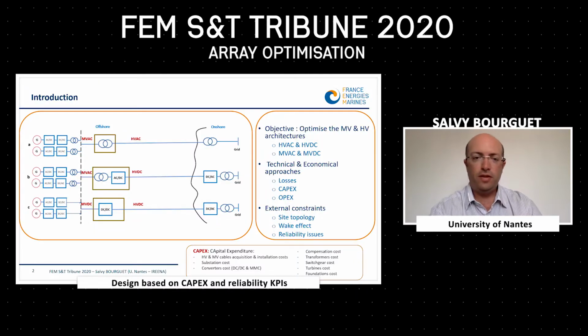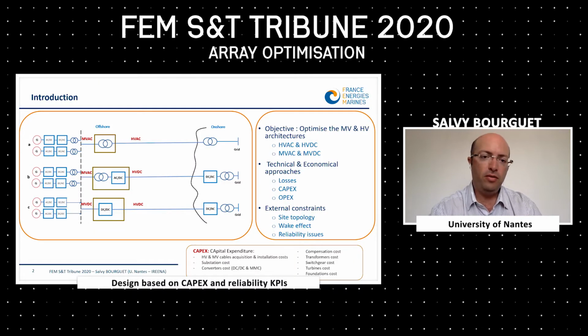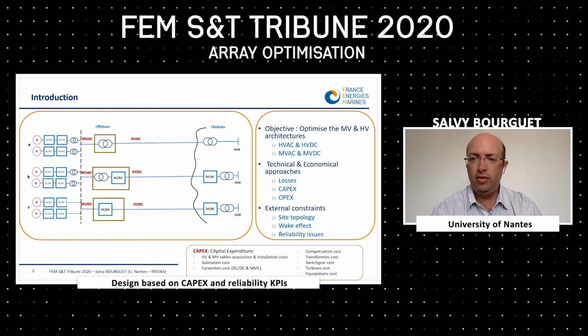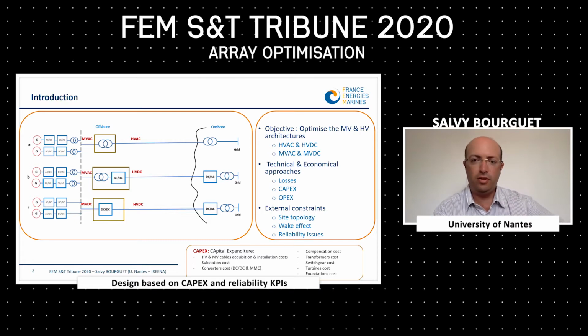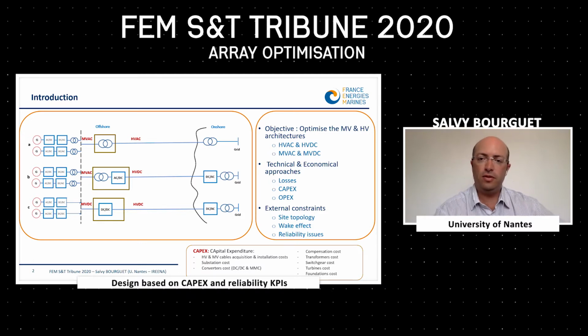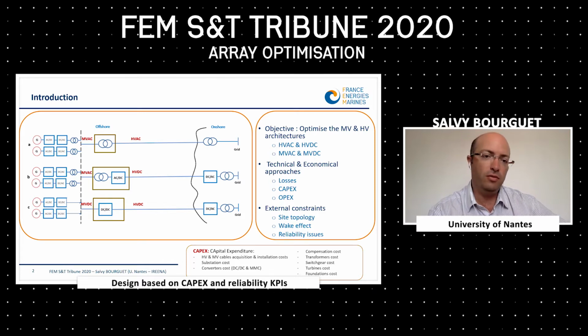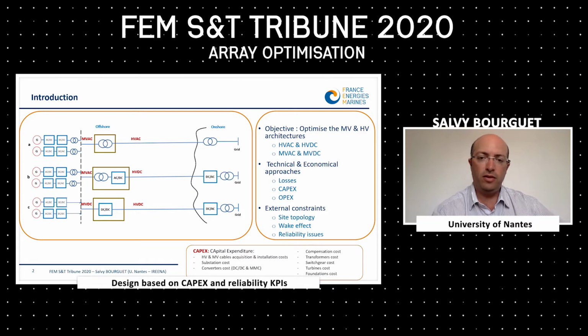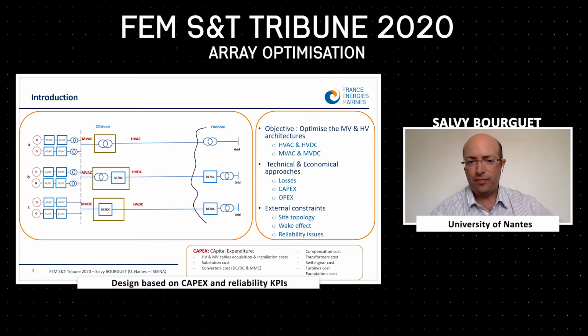As an introduction, we can see here the three main configurations we address with this work. The objective is to optimize the MV, medium voltage, and high voltage architectures, like the HVAC and HVDC links from the shore to the offshore site, and also the MVAC and MVDC distribution network inside, that is here for the meshing of the turbines inside the site.